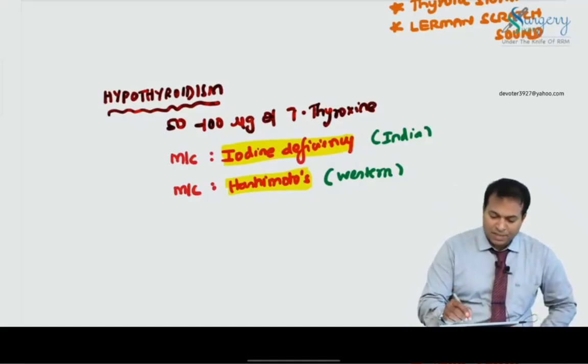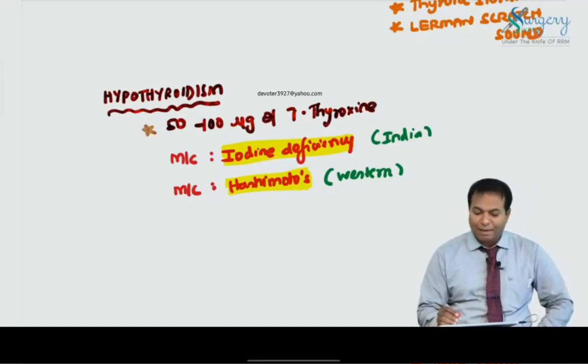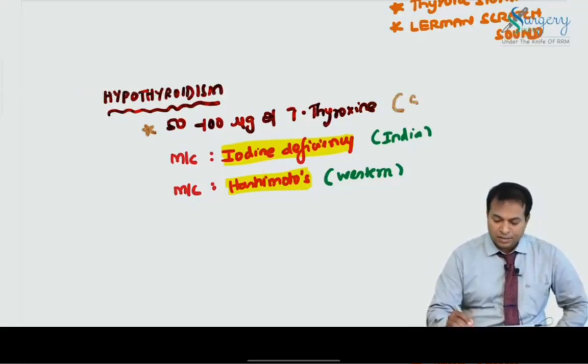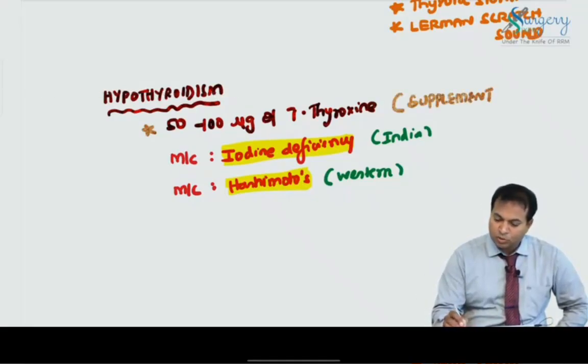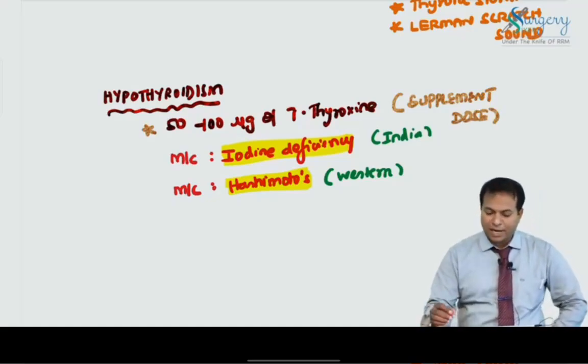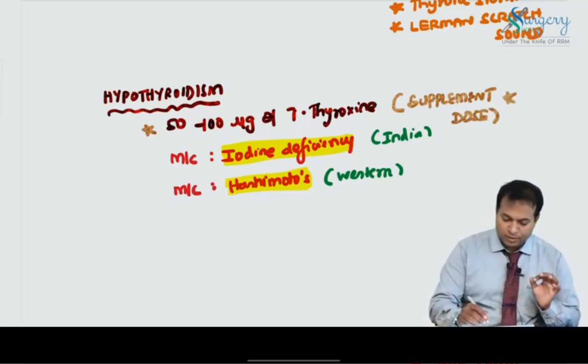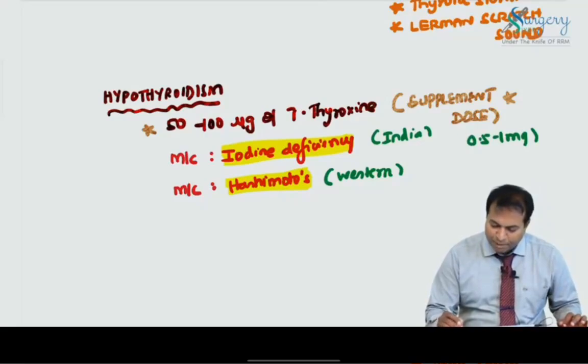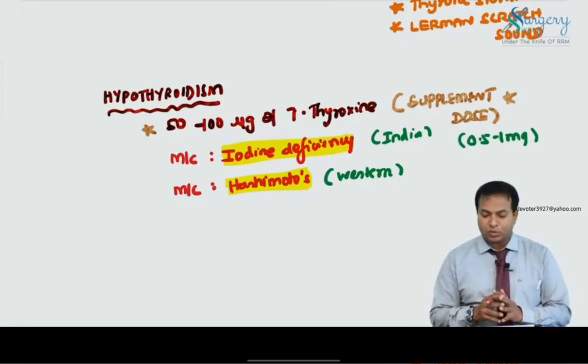So anyhow, hypothyroidism is treated with a dose of 50 to 100 microgram of tablet thyroxine, and this dose is what we call the supplement dose. So in hypothyroidism, the dose given is known as the supplement dose. A 0.5 to 1 milligram tablet is available in the market, and the dose we give is known as the supplement dose of thyroid.